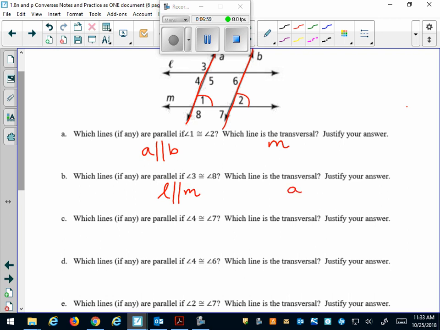Okay, what about 4 and 7? Do 4 and 7 have a direct relationship? No, so we can't determine lines are parallel from 4 and 7 because they're not touching the same transversal. 7 is formed by B and M, and 4 is formed by L and A. So they don't have a line in common.